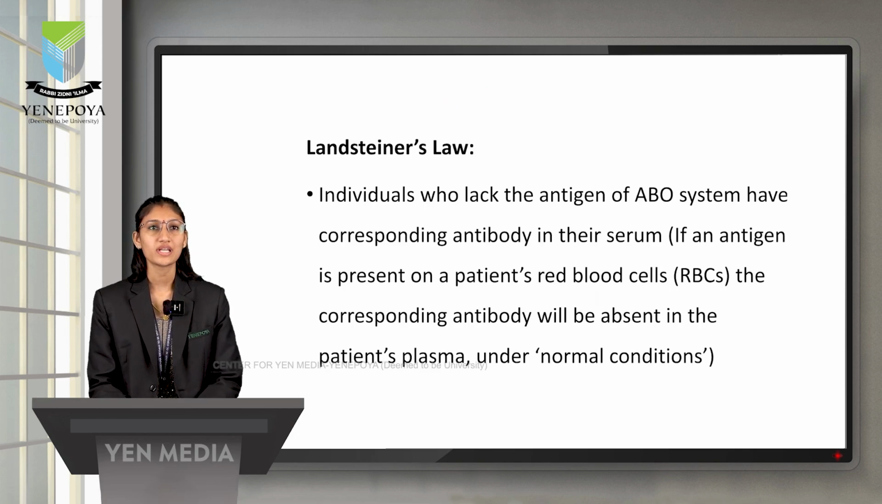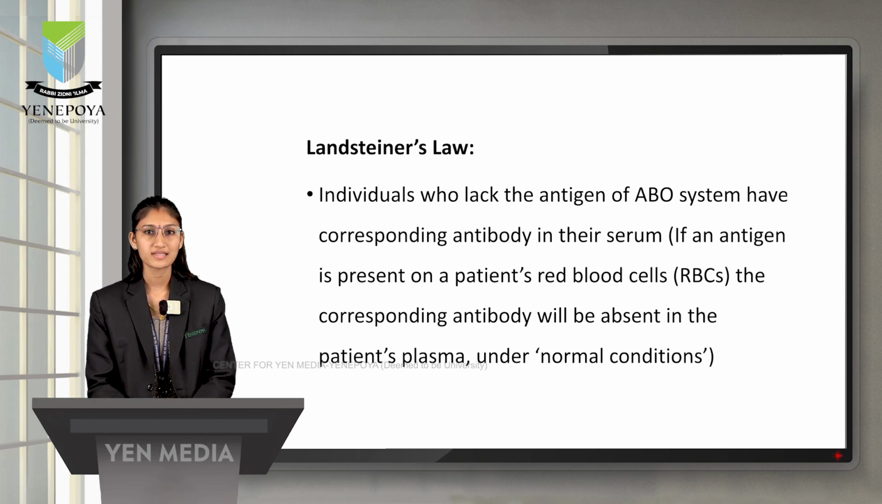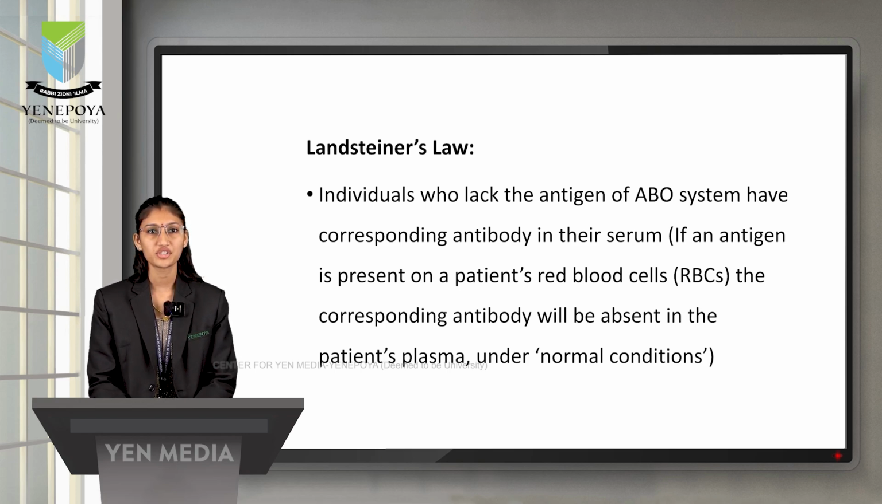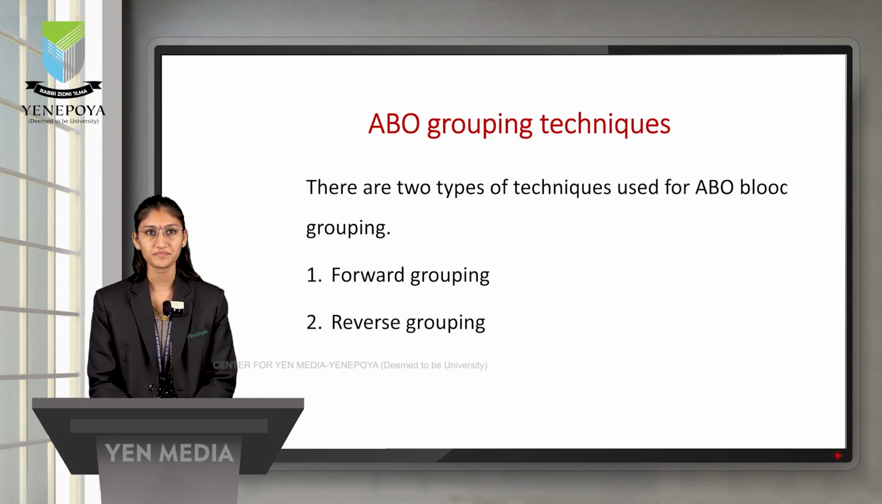Next, moving on to Landsteiner's law. This ABO blood grouping system mainly depends upon Landsteiner's law, where we can see the relationship between antigen and antibody. An individual who lacks the antigen of the ABO system will have the corresponding antibody in their serum, which means if an antigen is present in the patient's blood cell, the corresponding antibody will be absent in the patient's serum or plasma under normal conditions.